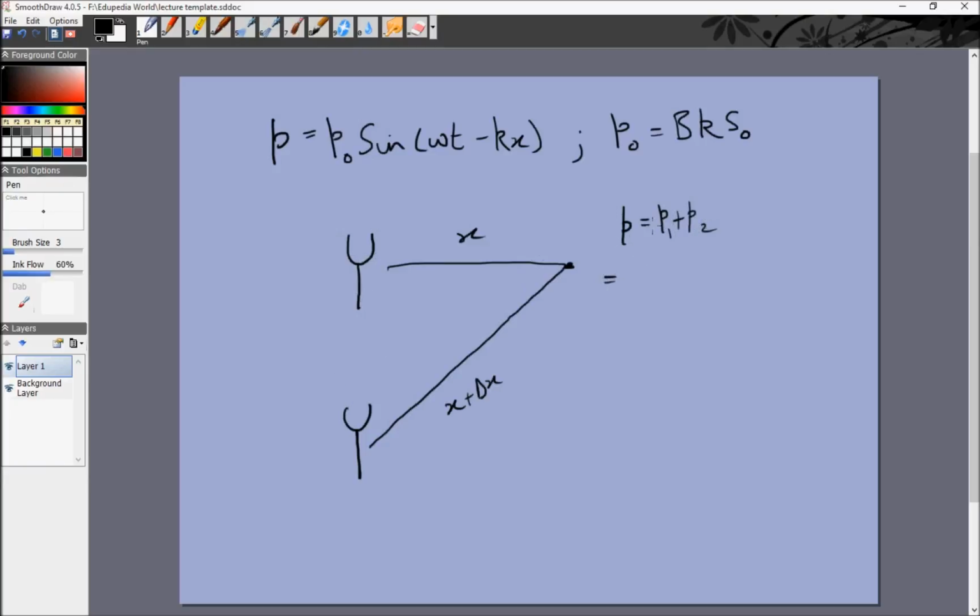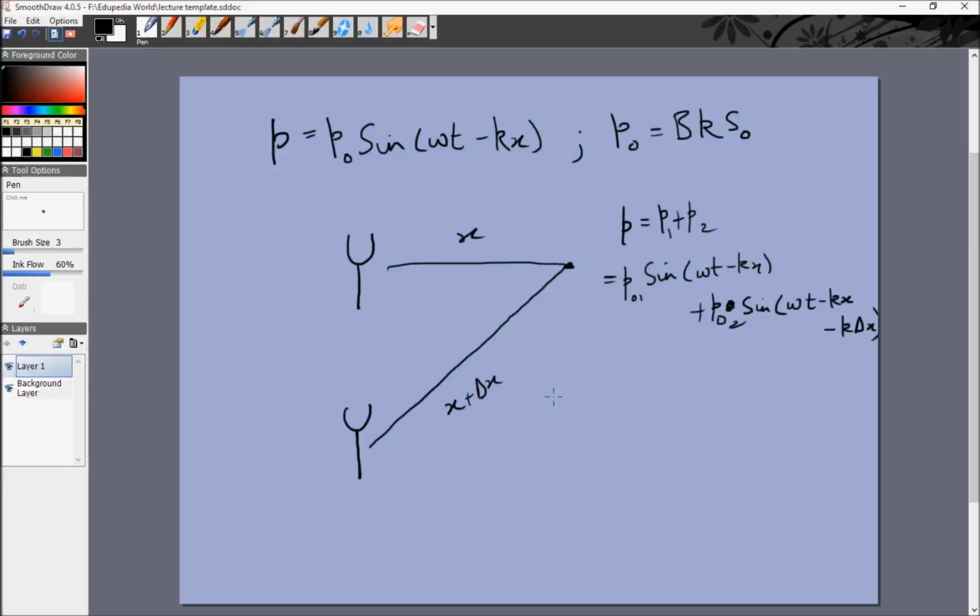That can be written if we assume both the pressures follow this equation: P01 sine omega t minus kx plus P02 sine omega t minus kx minus k delta x, right? Because it will be x plus delta x, right? So from this we know the actual answer. We've seen this before in vectors, in simple harmonic motion, and even in transverse waves.